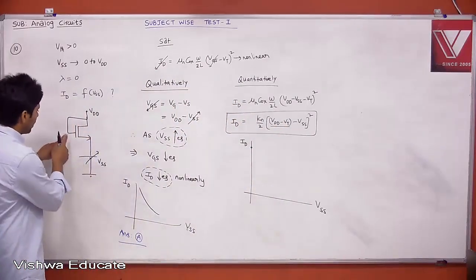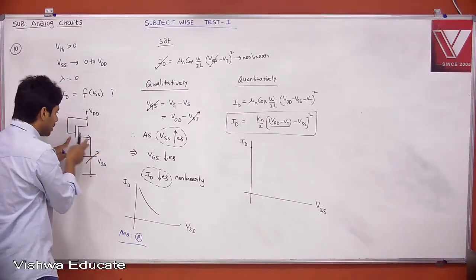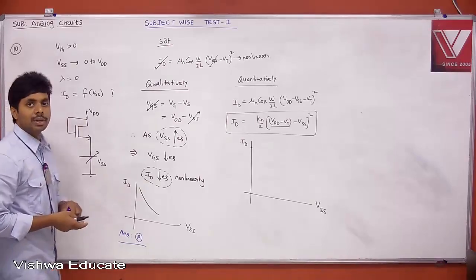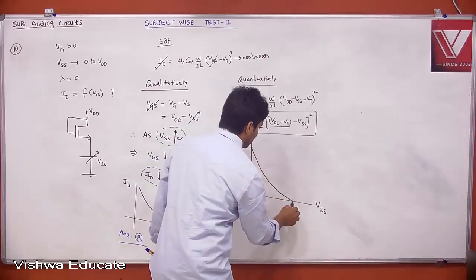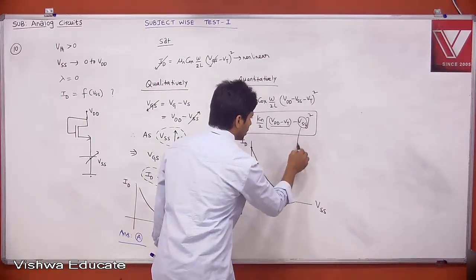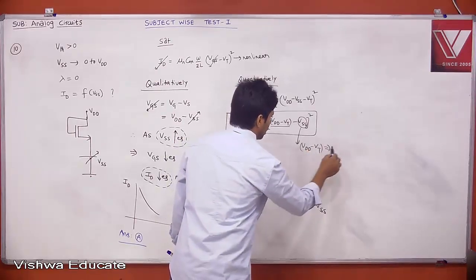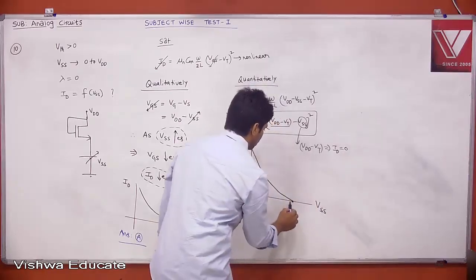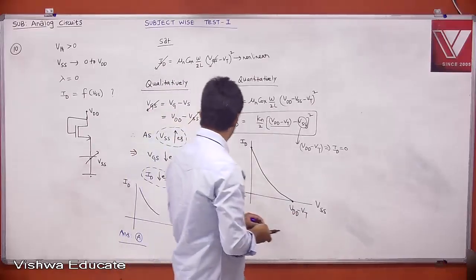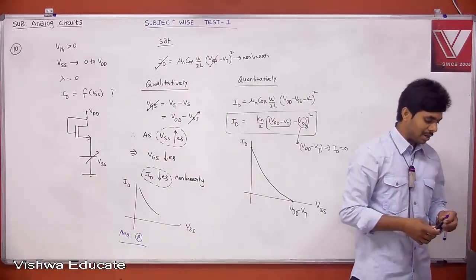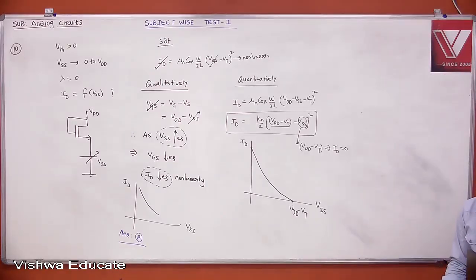Because the gate voltage is VDD, and when the source is more than VDD minus VTH, VGS will be less than VT. Your transistor will be completely off. Therefore, it is non-linearly decreasing and becoming 0 when VSS becomes VDD minus VT. Then your ID is equal to 0. I think from this I can say the answer is A only. That is what satisfies this: when VSS is VDD minus VTH, your current is 0. Okay, done. Take it. Then we will see problem number 11.